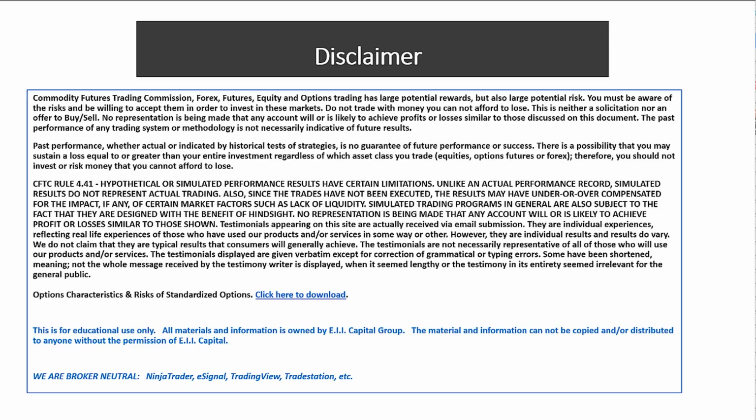For today's workshop, we're going to be using TradingView charts. So let's begin and go to the charts real fast, and then we'll show you exactly how to find these opportunities.